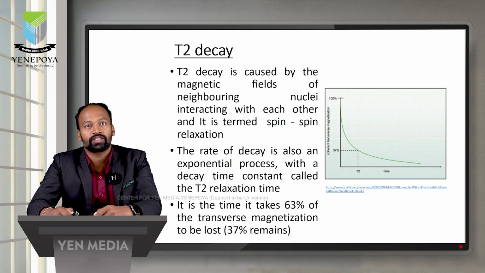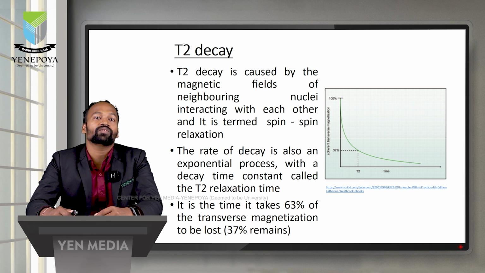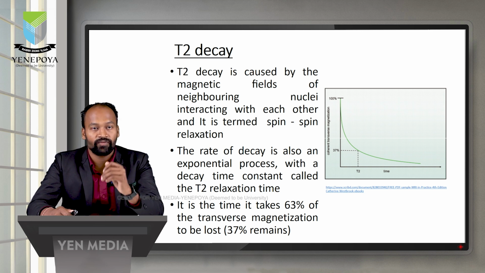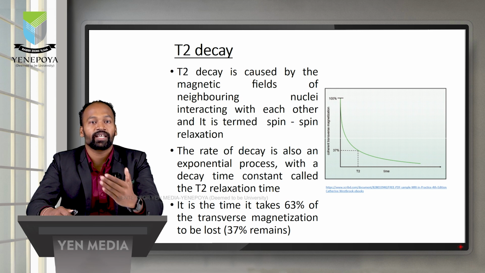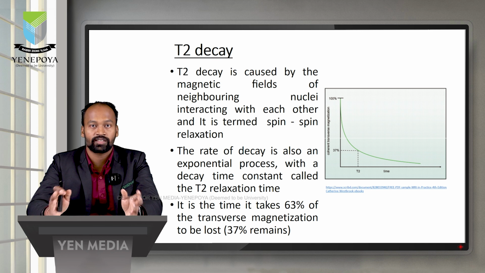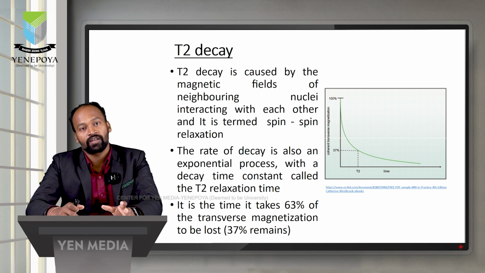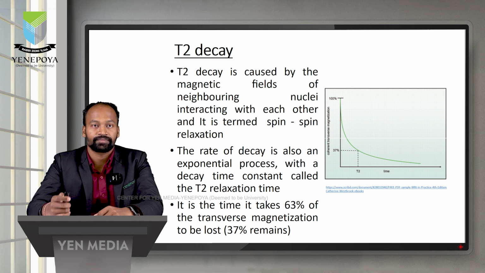T2 decay is caused by the magnetic fields of neighboring nuclei interacting with each other, and it is termed spin-spin relaxation. The rate of decay is also an exponential process with a decay time constant called the T2 relaxation time. In the graph we can see it is the time it takes for 63% of the transverse magnetization to be lost, or 37% remains in the transverse magnetization.